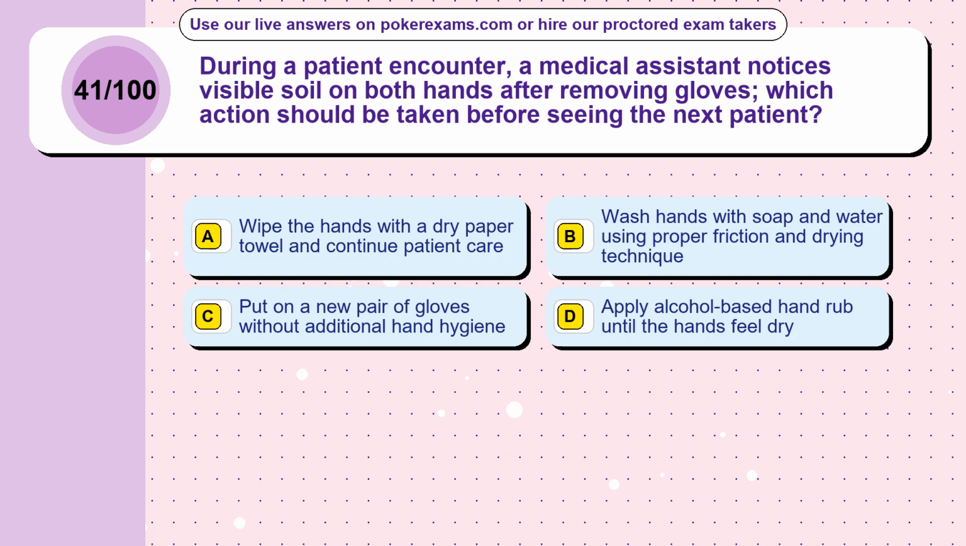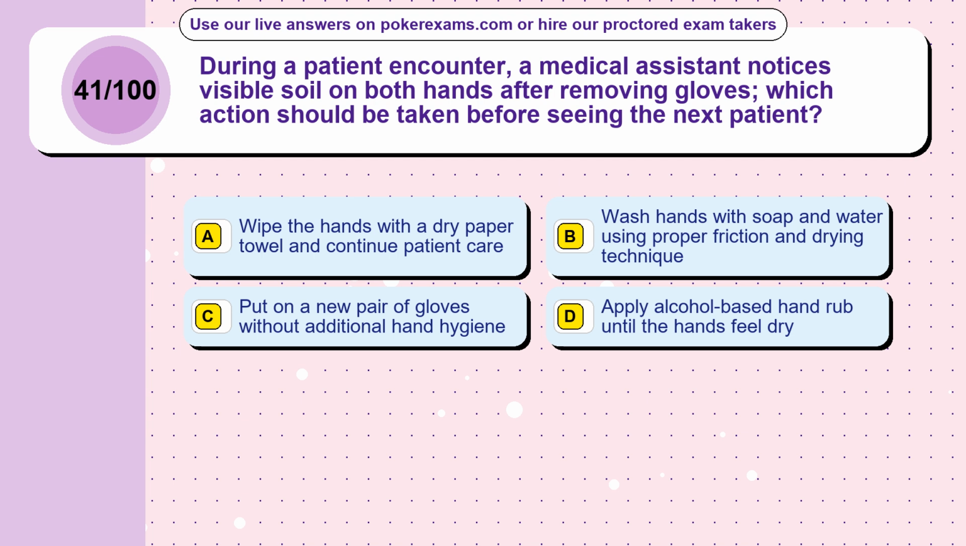Question 41. During a patient encounter, a medical assistant notices visible soil on both hands after removing gloves. Which action should be taken before seeing the next patient? Option A. Wipe the hands with a dry paper towel and continue patient care. Option B. Wash hands with soap and water using proper friction and drying technique.